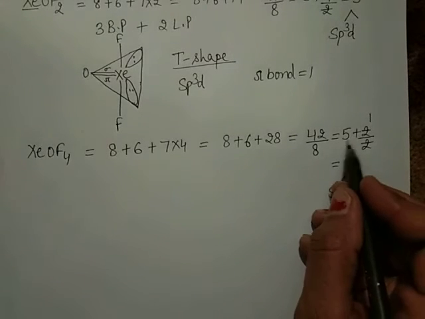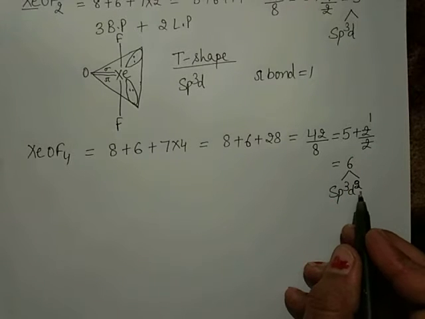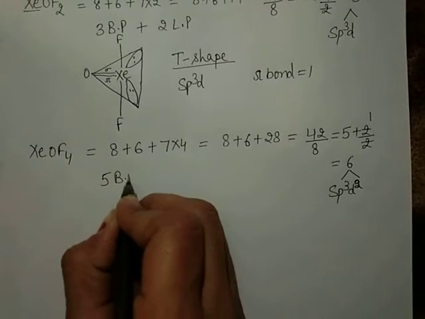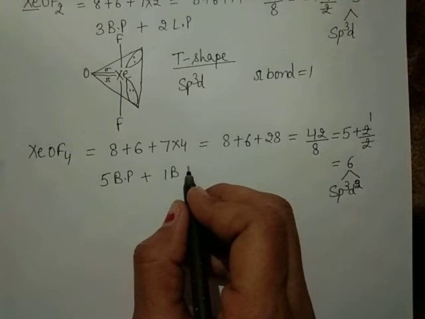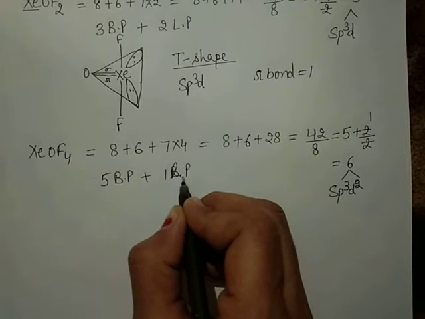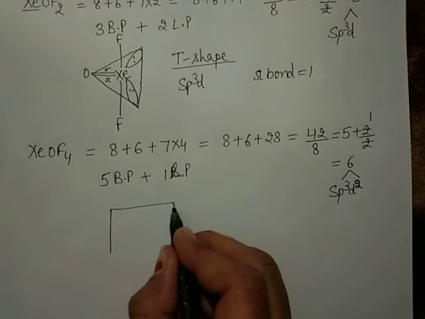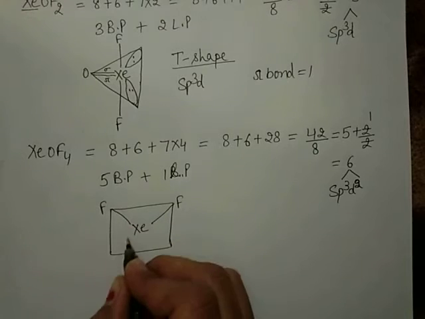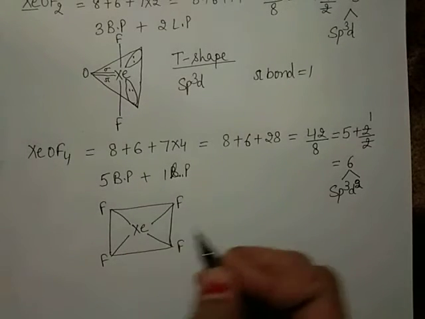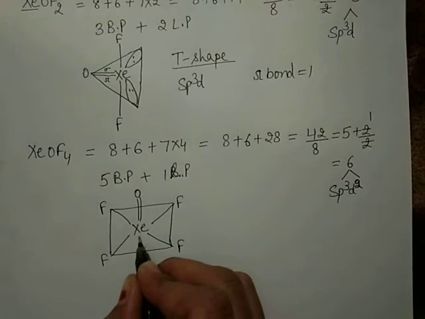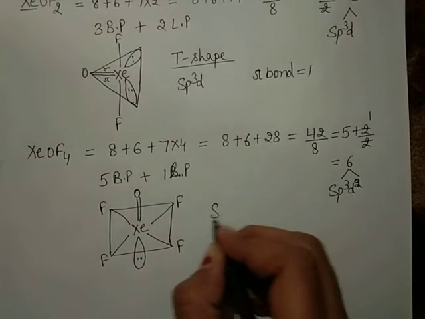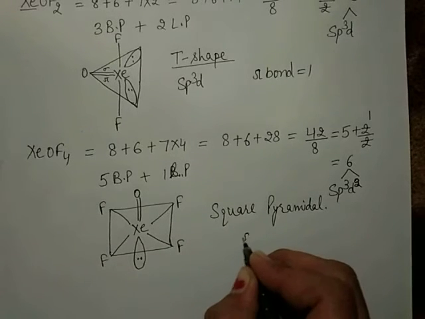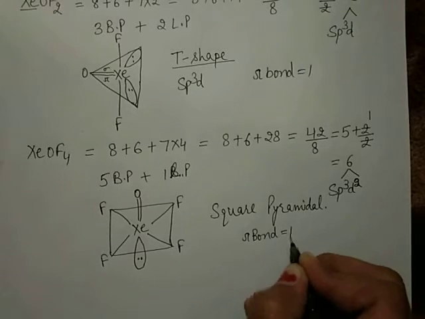Now how many bond pairs? Bond pairs are 5 and 1 lone pair is present. Due to sp3d2 hybridization, its shape should be octahedral, but due to the presence of 1 lone pair of electrons, its shape is distorted and forms a square pyramidal geometry. Xenon is at the center, with fluorines attached, double bonded oxygen, and one lone pair. How many pi bonds are present here? Pi bond is 1.